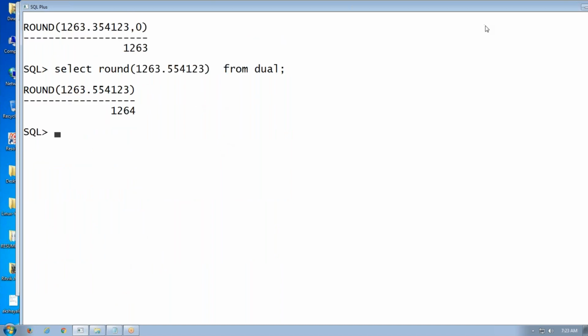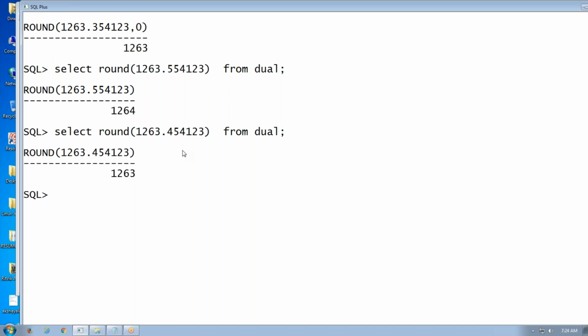Sir, now, if it is 454, what will get output? 4, 5, 4 you are talking about. Then you will get 1, 2, 6, 3. 1, 2, 6, 3 only. Because you don't need any decimal digit. What is the last decimal digit? It is 4. Not greater than 5, not equal to 5. So it will not make any increments to the next digit.